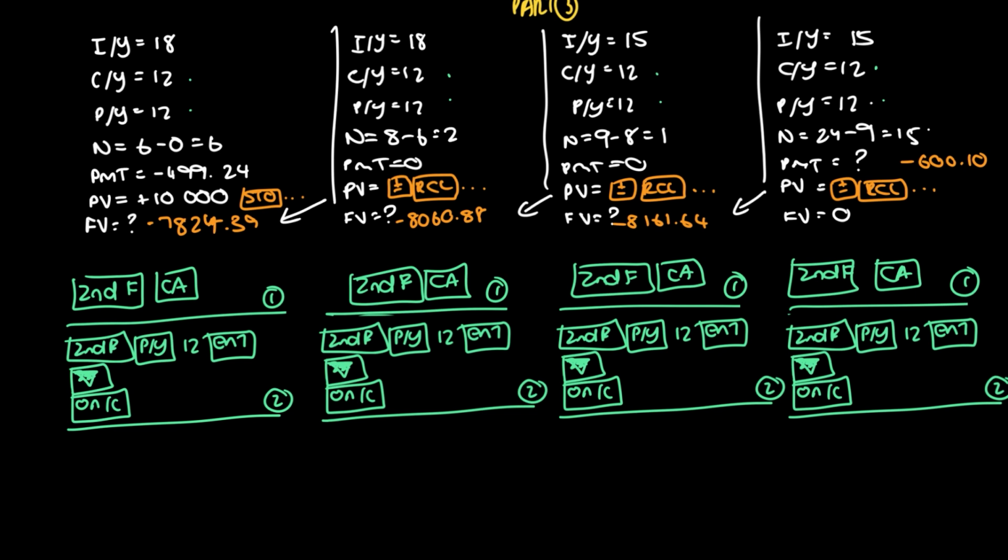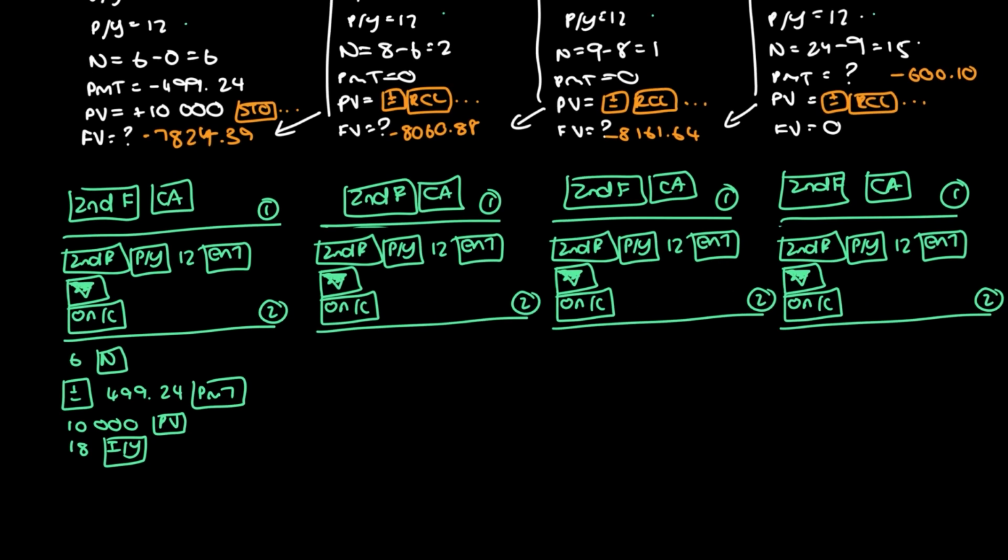Now we're at the point where we're going to store our information or shove all the rest of our information in. So here we're going to have 6N. Then we're going to have plus minus. And remember, it's the plus minus sign. It's not the minus sign for the subtraction. 499.24 PMT. Then we're going to have 10,000 PV and our 18 IY. And then we are going to, and I miscalculated the amount of space, so let's just do that. We're going to calculate our future value. So compute our future value.